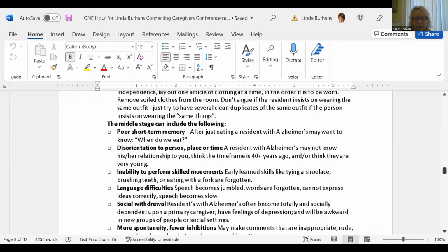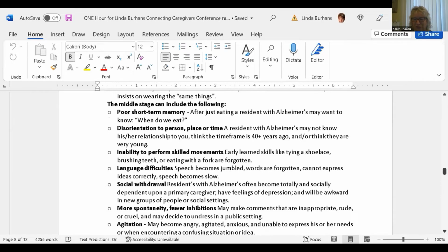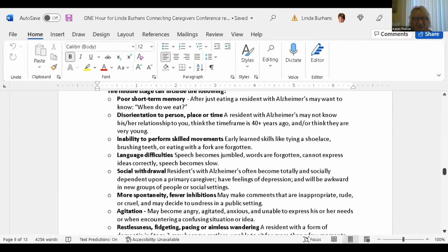Disorientation to person, place, or time. They may not know their relationship to you. They may think the time frame is 40 years ago. They're going to try to make out with you even sometimes. So I have stories about that, but I don't have time to do that now.